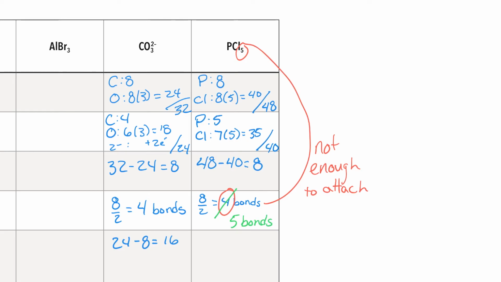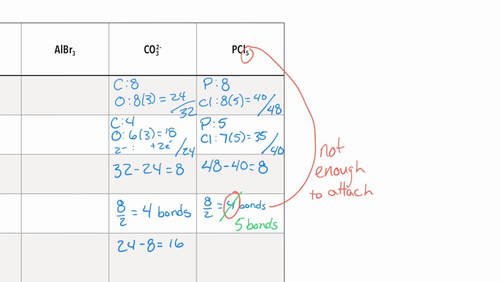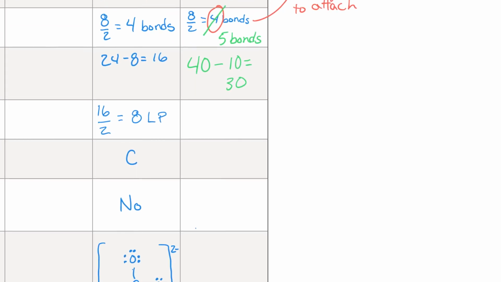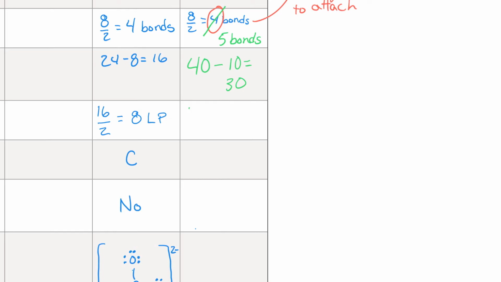So now with our 40 valence electrons, we'll subtract our number of bonding electrons. So if we have 5 bonds, that's going to be 10 electrons. So we will have 30 for our non-bonding electrons. And that 30 will be divided up into 15 lone pairs.